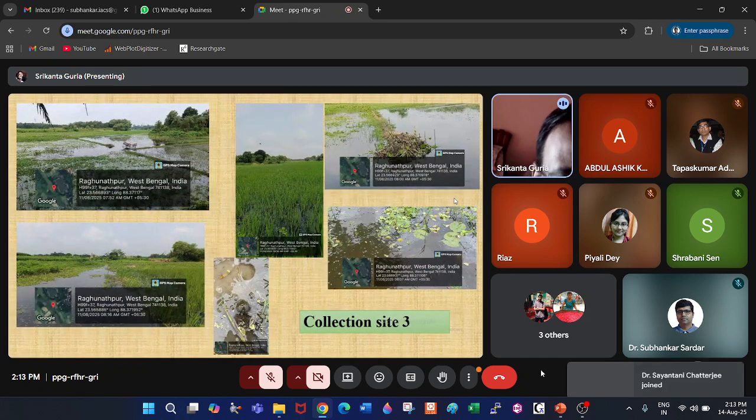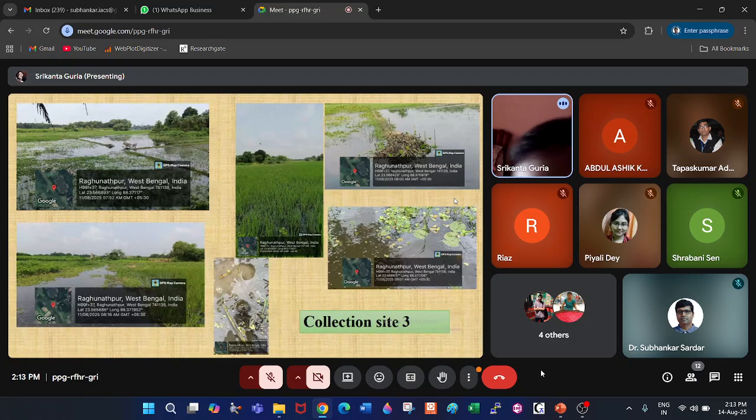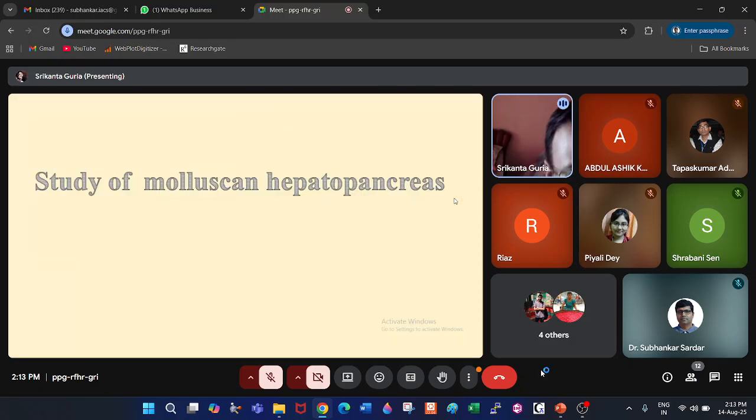significant. This is collection site 3. Actually this region is very much associated with the agricultural field, that is Raghunathpur. It is associated with the Nakasipara area of the Nodia district, where this aquatic area is associated with the agricultural field where pesticides and insecticides are used regularly. Now from this area we have collected Pila and Belamnia sp.